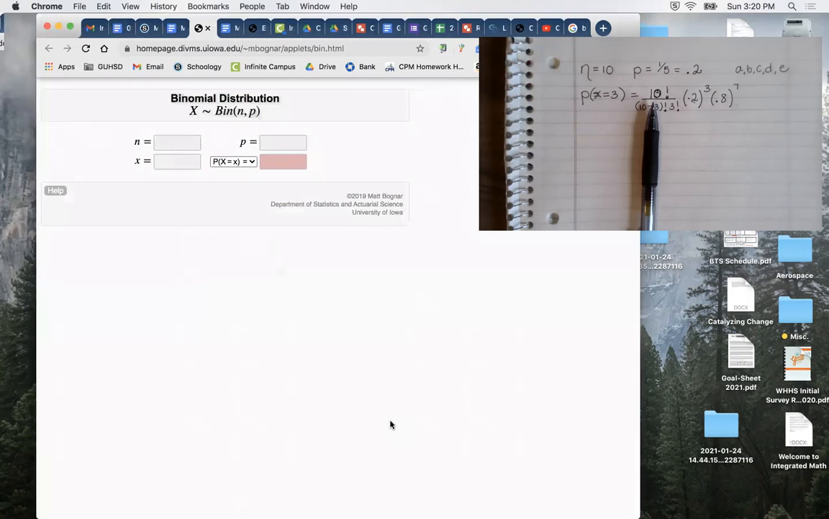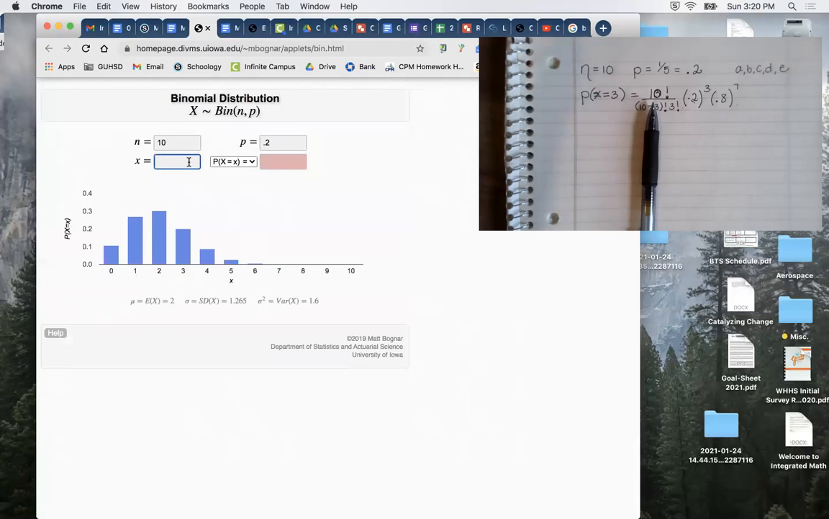So I'm going to pop open my online calculator. I'm going to put in n is the number of questions. So this was a 10 question test. The probability that I'll get it correct is 0.2, 20%. And the one that we care about, x equals, I want to find 3 exactly.